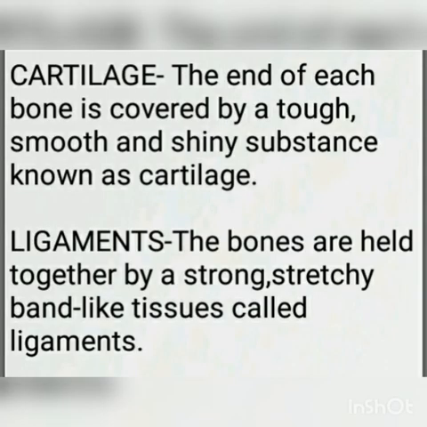Now we will focus on these two terms, that is cartilage and ligaments. Cartilage: the end of each bone is covered by a tough, smooth and shiny substance known as cartilage. Ligaments: the bones are held together by strong, stretchy, band-like tissues called ligaments.